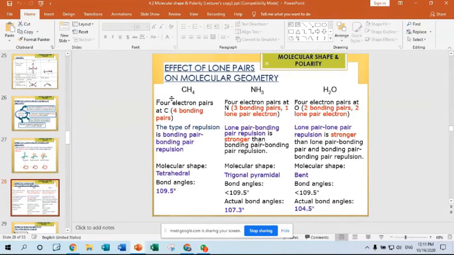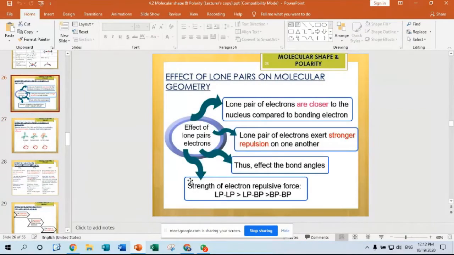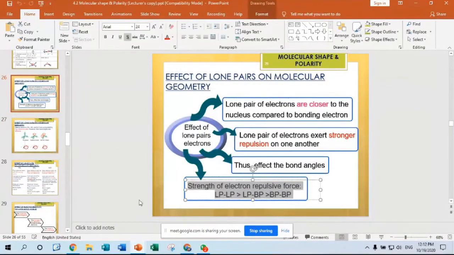So when we answer the question, we can answer in a table like this. First, draw the Lewis structure, and then tell me there are 4 electron pairs, the arrangement is tetrahedral, 4 bonding pairs. This is AB4, AB3E1, AB2E2. Then the type of repulsion for each, the molecular shape of each of them, and then the bond angle. So you must explain this one. After that, you must explain about this one. Strength of the electron pair is like this.